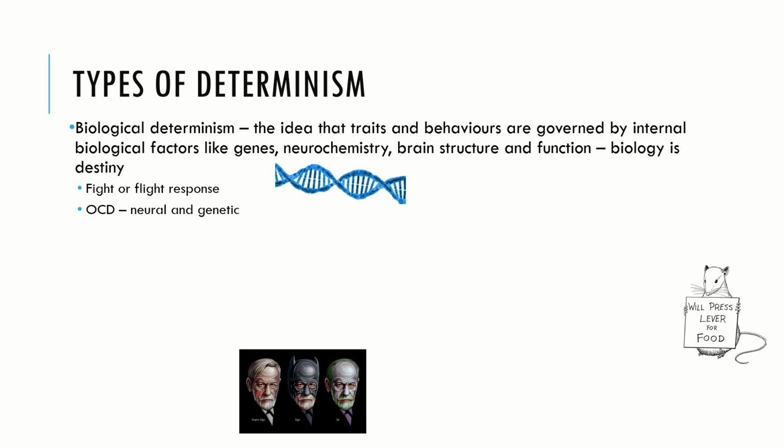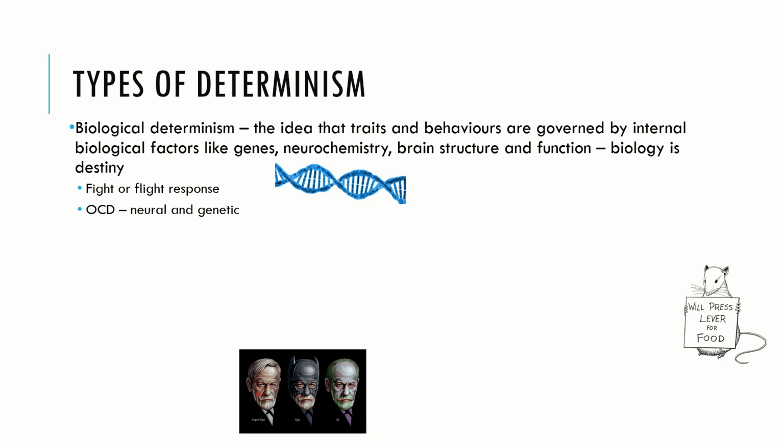So there are several types of determinism. There is biological determinism. And this is the idea that traits and behaviours are governed by internal biological factors like genes, neurochemistry, brain structure and function. So the idea that biology is destiny.